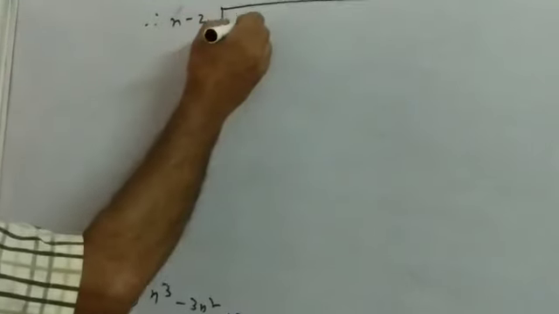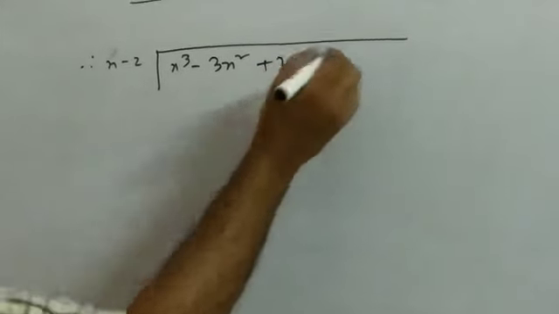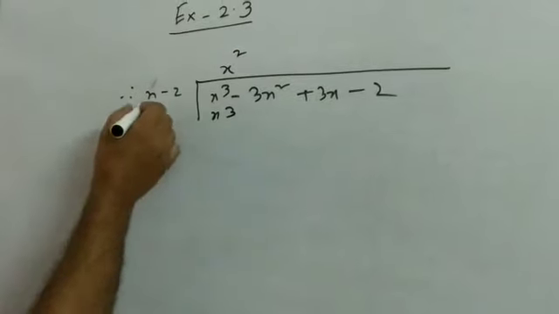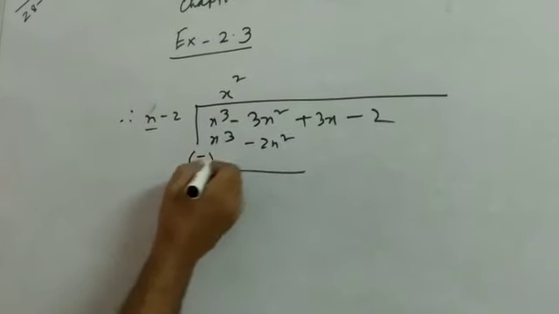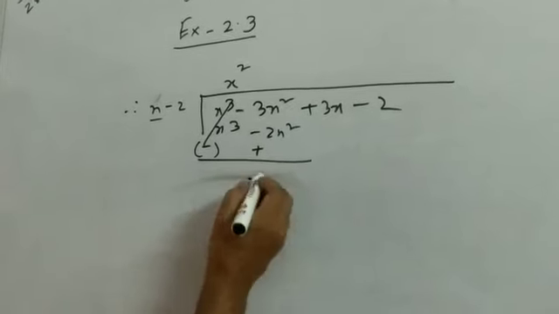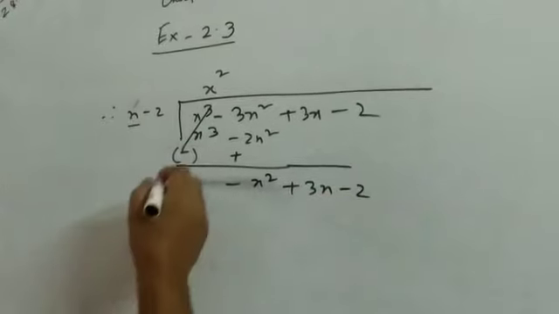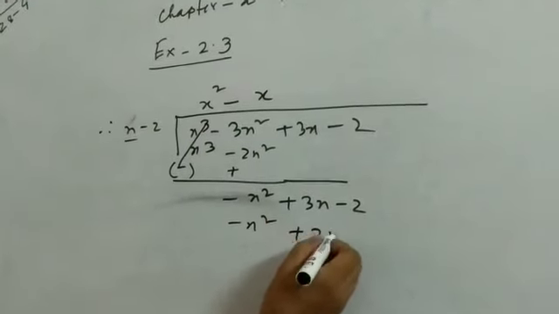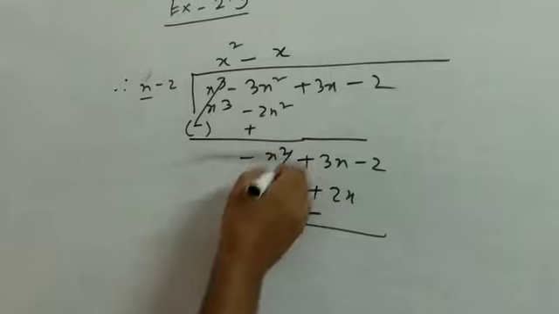Dividing x cube minus 3x square plus 3x minus 2 by x minus 2. Clearly the first term is x square: x into x square is x cube, minus 2 into x square is minus 2x square. So here minus and here plus. This term is cancelled. It is minus x square plus 3x minus 2. Here the next term is clearly minus x. So minus x square plus 2x. Minus 2 into minus x is plus 2x. Plus and minus, so this term is cancelled.